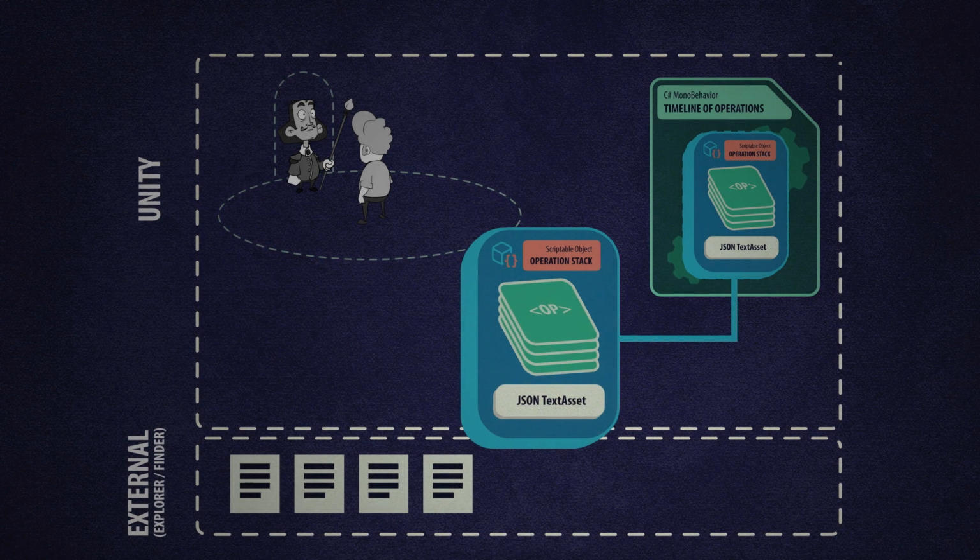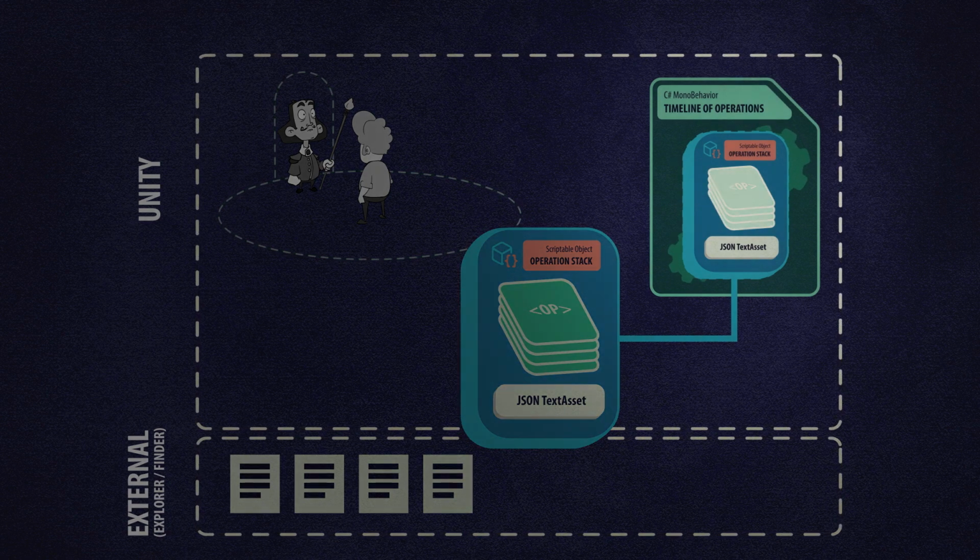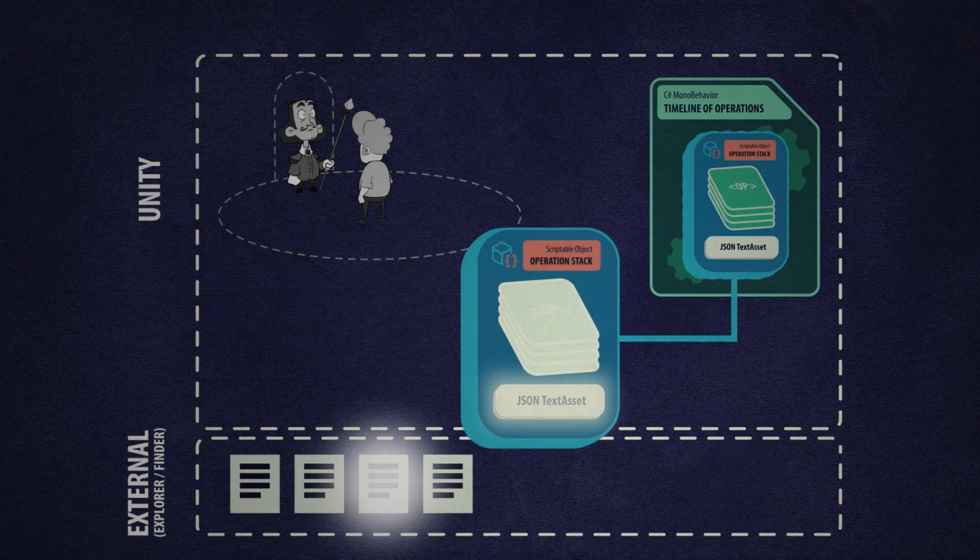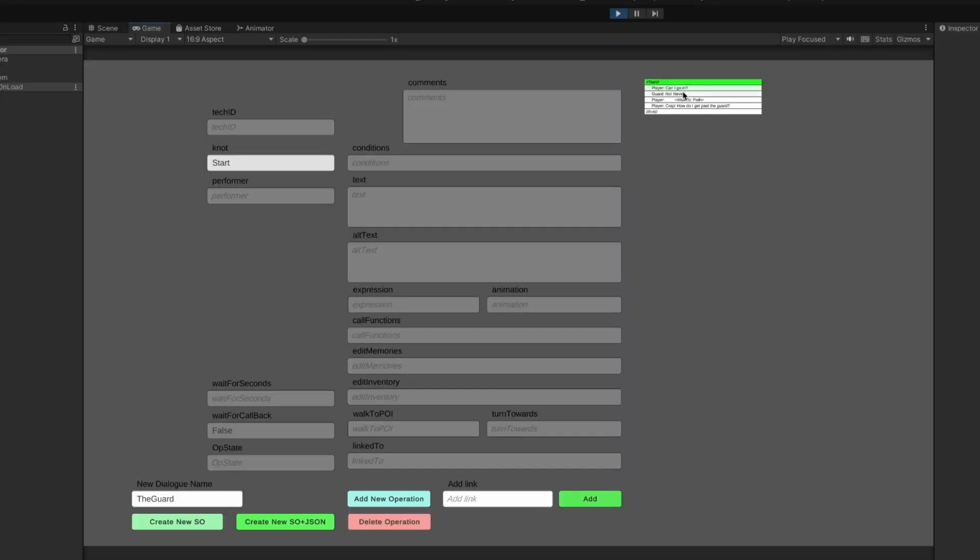the JSON file. And it's even possible to make changes directly in the scene, since the timeline script directly references the scriptable object. And this approach allowed me to build my own editor tool in Unity to quickly browse and edit the stack or create a new stack.